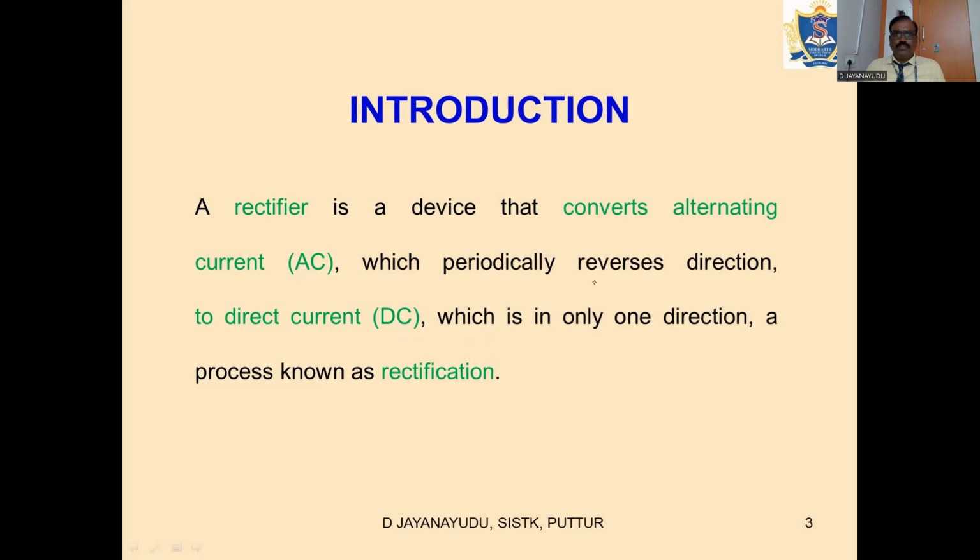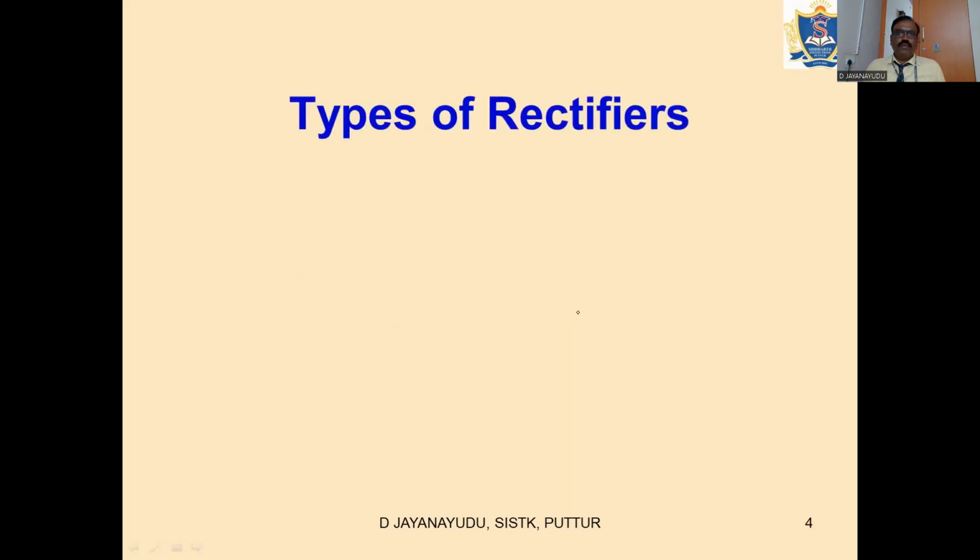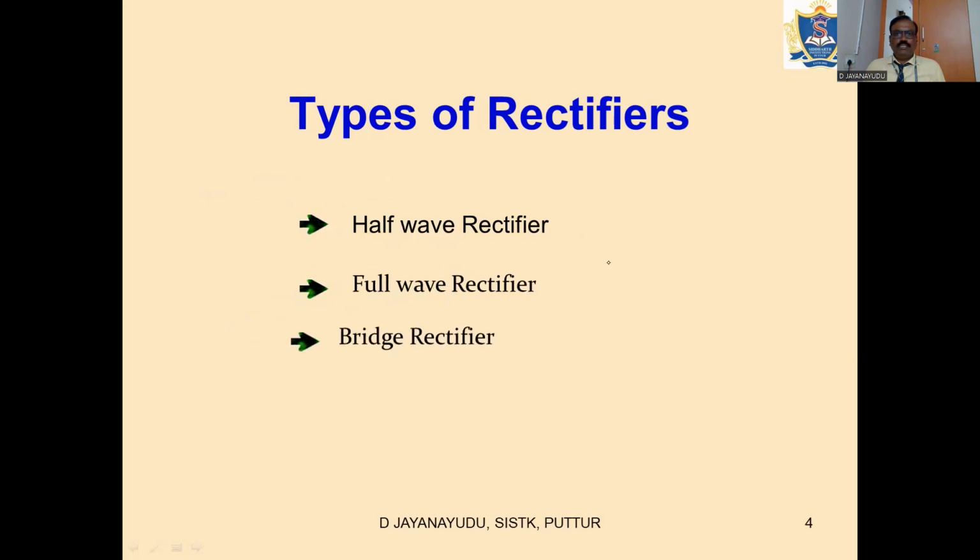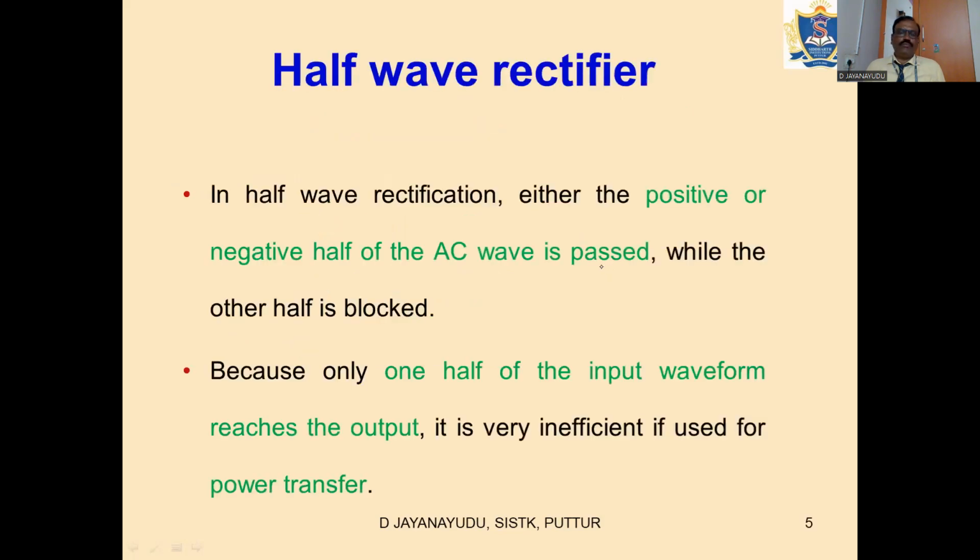Now let us look at the types of rectifiers. We have the half-wave rectifier, which uses a single diode; the full-wave rectifier, which uses two diodes and a center-tap transformer; and the bridge rectifier, which uses four diodes and a regular transformer. These are the three types of rectifier. Now let us look at the half-wave rectifier.